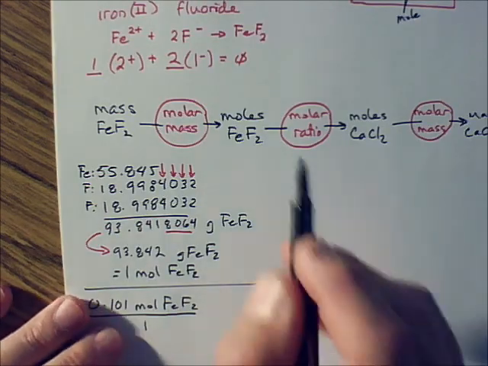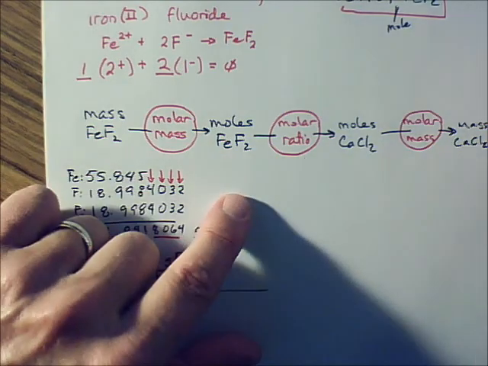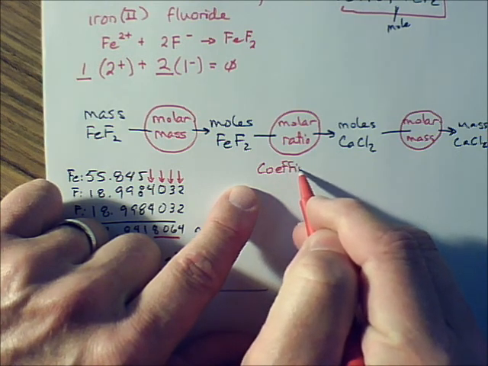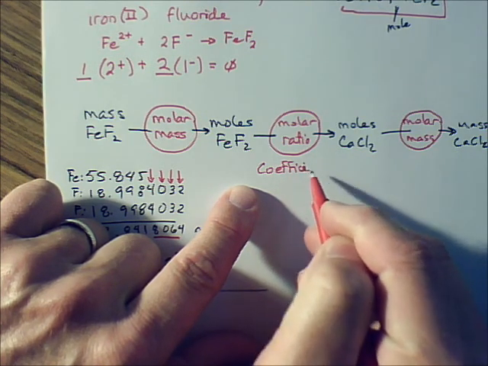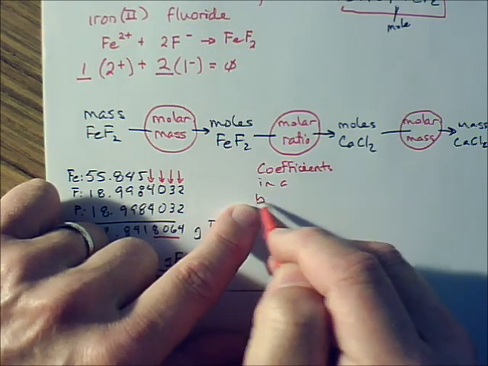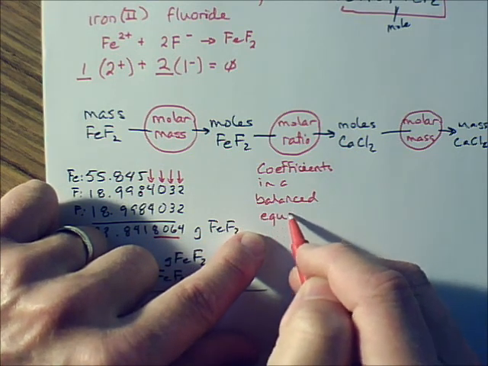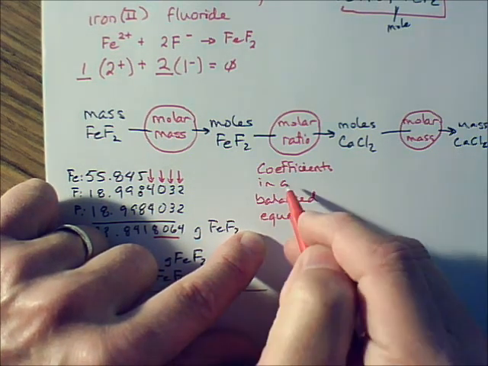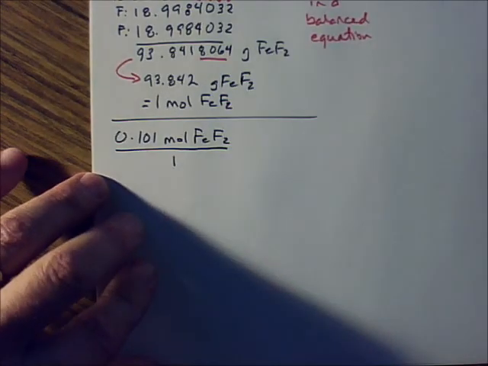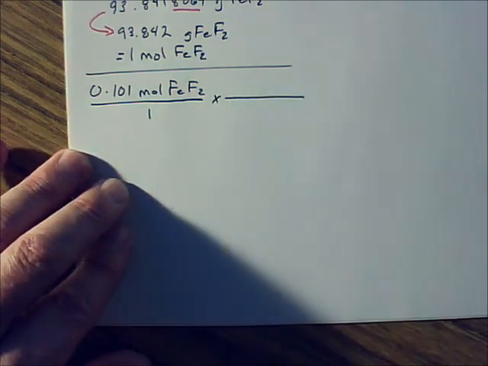Alright, so to go from moles of one species to moles of another, we need a molar ratio. Molar ratios have to come from the coefficients in a balanced chemical equation. Okay? So I haven't written a balanced chemical equation yet. So I need to do that to get our molar ratio. And that is going to go in this stage here.